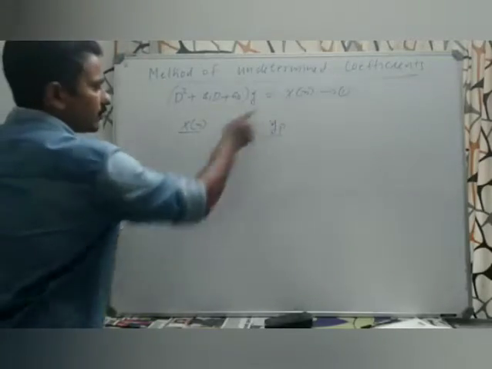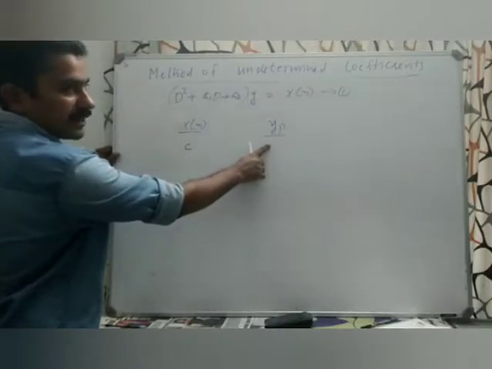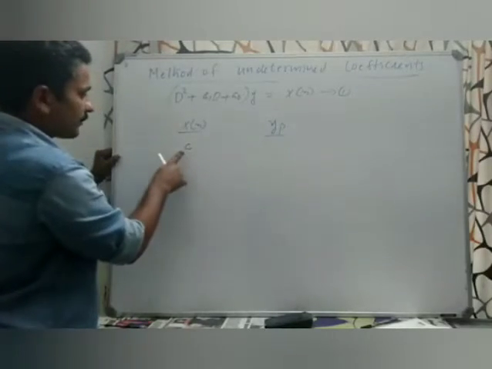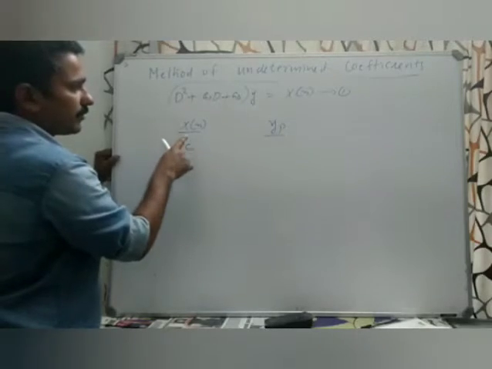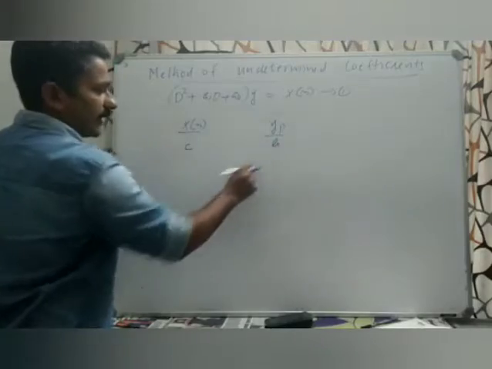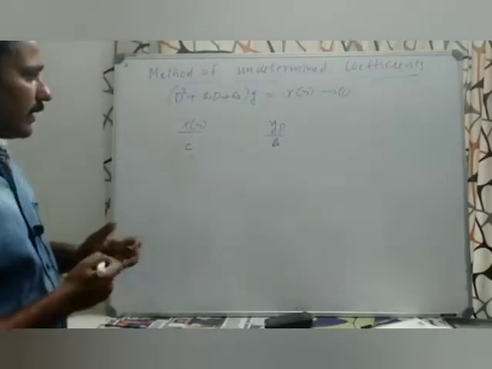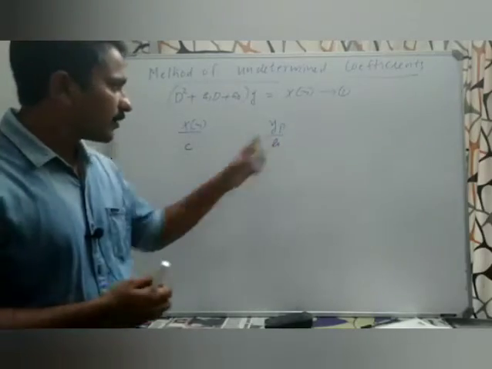So if the function X of x, that means the function on the right side, is a constant, what can be its particular integral? That is what we are going to see. If this one is a constant, then the particular integral is again a constant a. Our aim is to calculate this a. This a has to be calculated.